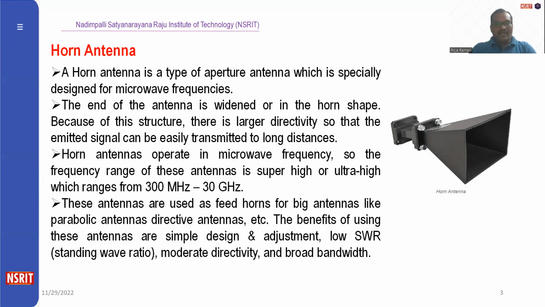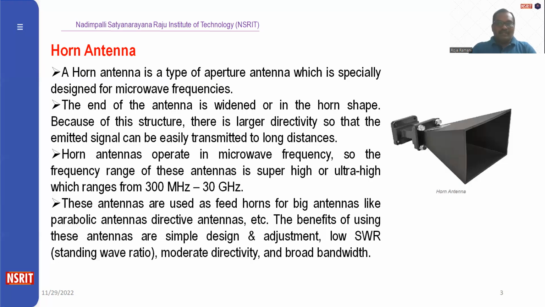These antennas are used as feed horns for big antennas like parabolic reflector antennas, directive antennas, etc. The benefits of using these antennas are simplest design and simple to adjust, low standing wave ratio, moderate directivity, and broad bandwidth. In general, if we take a waveguide, cut the waveguide at one end, and give the input at the other end, the waveguide will also radiate into free space.